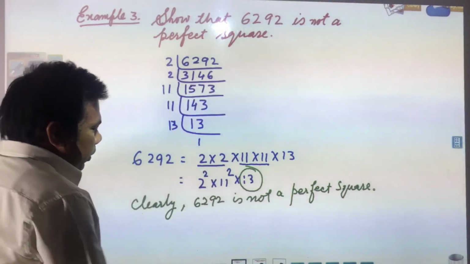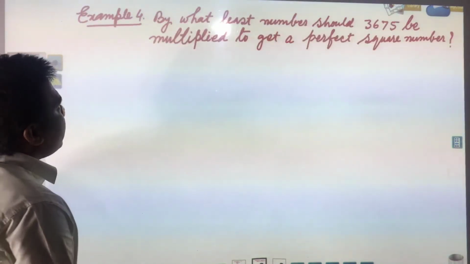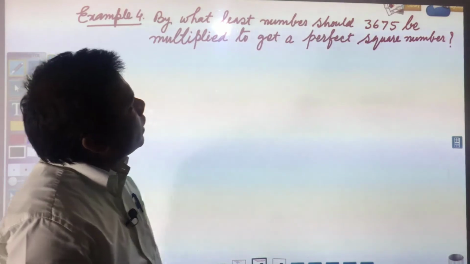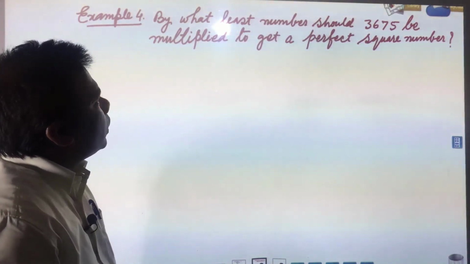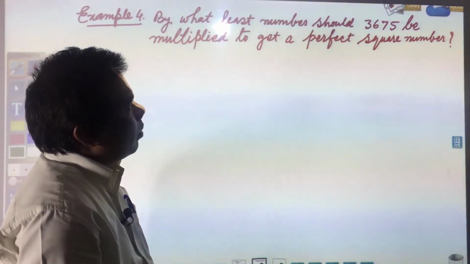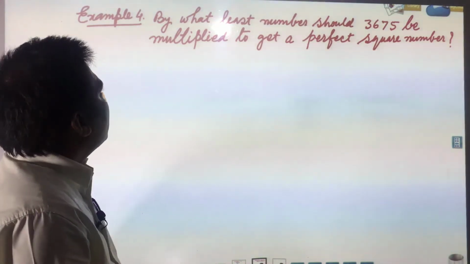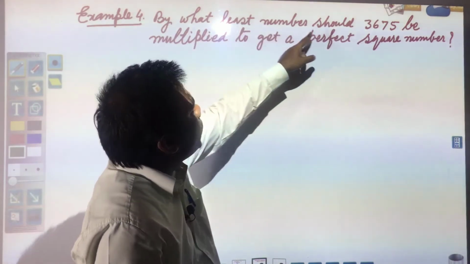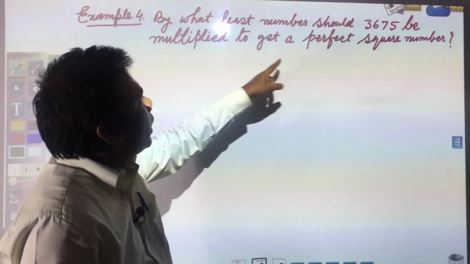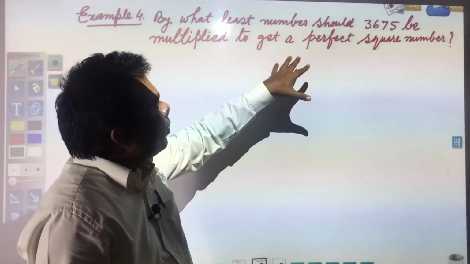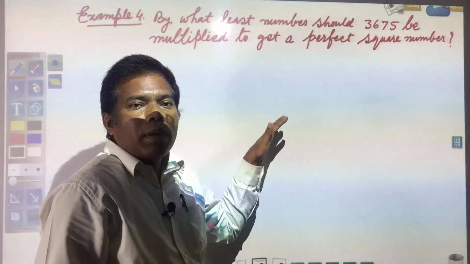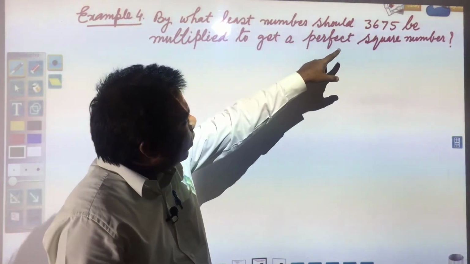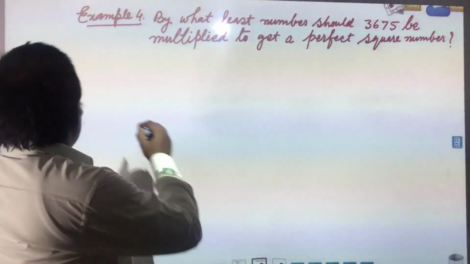Okay, next example you see: by what least number should 3675 be multiplied to get a perfect square number? So this is very simple. You need to find out by what least number this number should be multiplied to get a perfect square. If you want a perfect square number, again prime factorization is required. So first you do prime factorization and then you see.